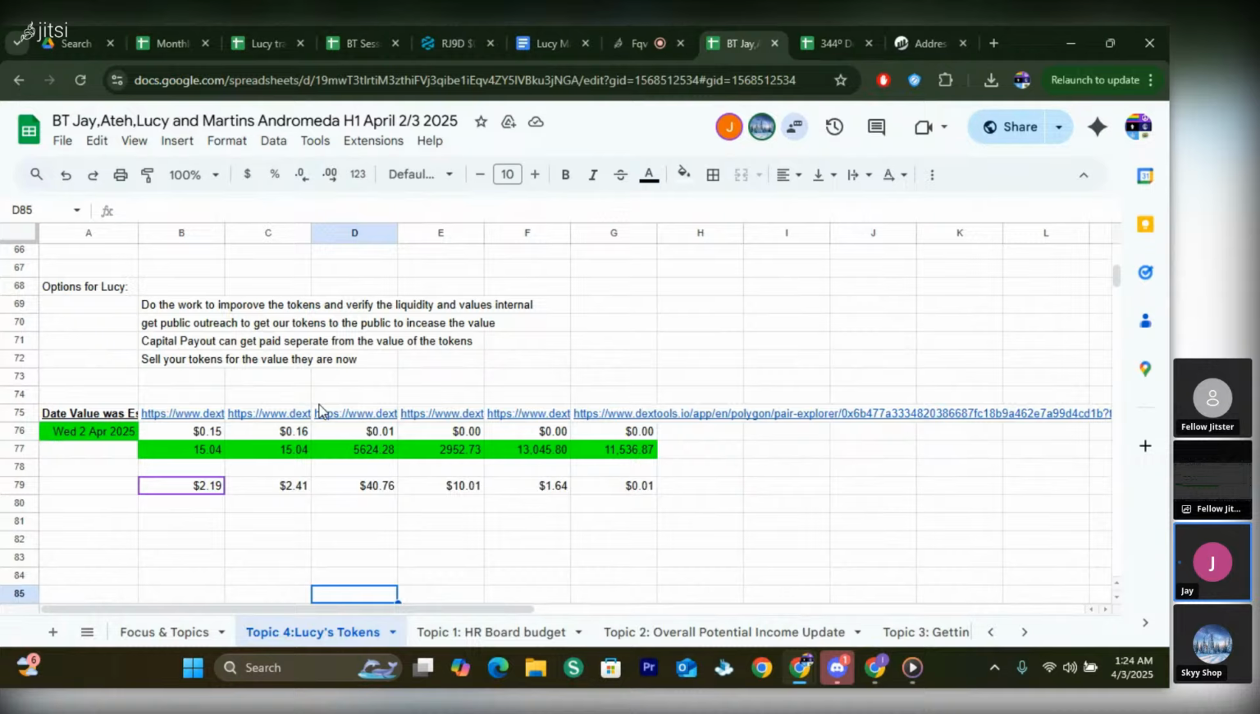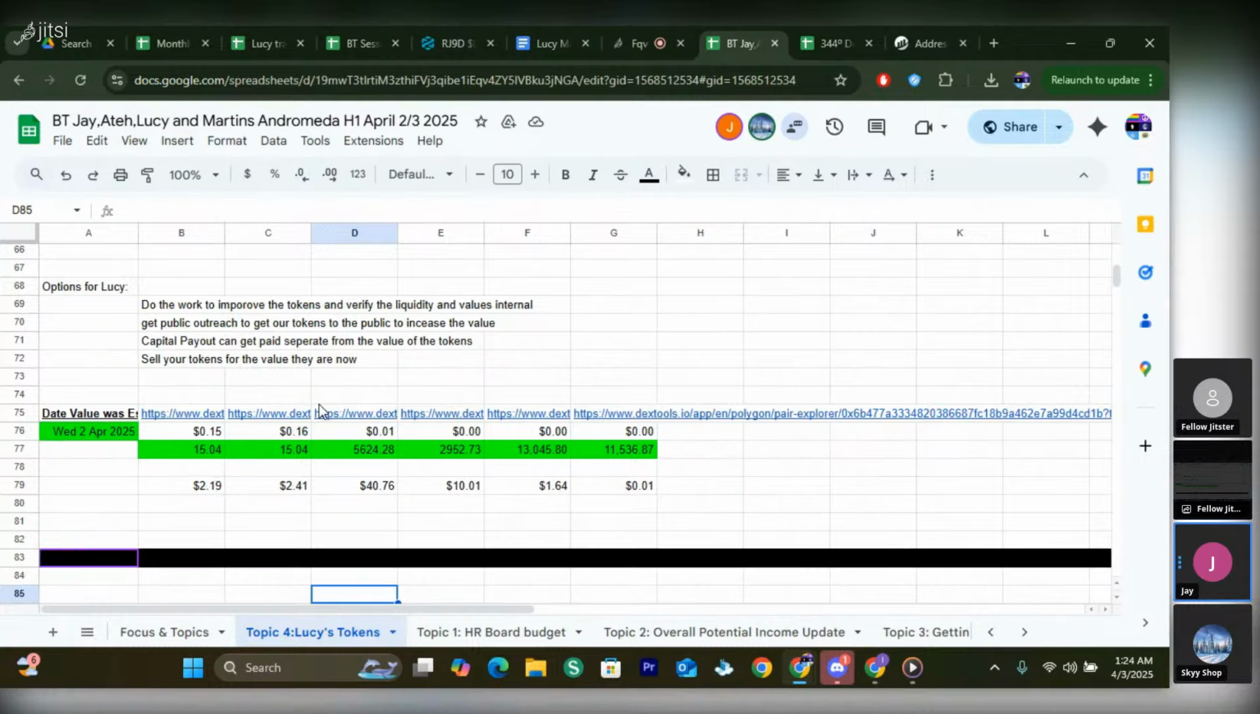Anyways, I would say the next step is just to verify the exact value of all of Lucy's tokens.